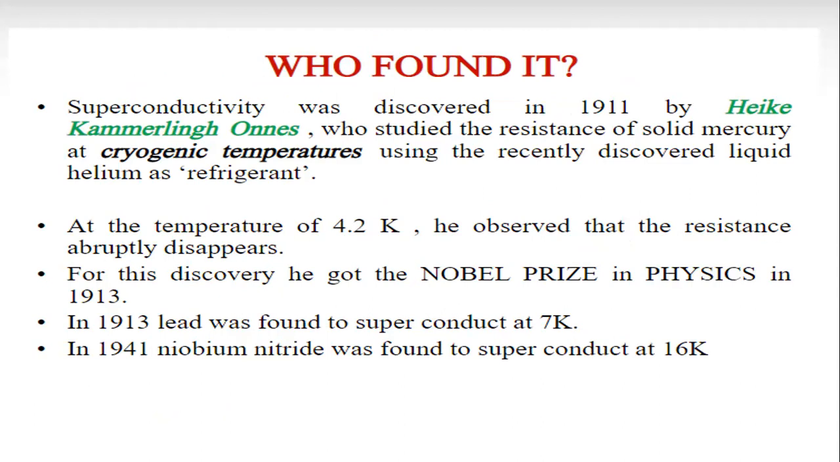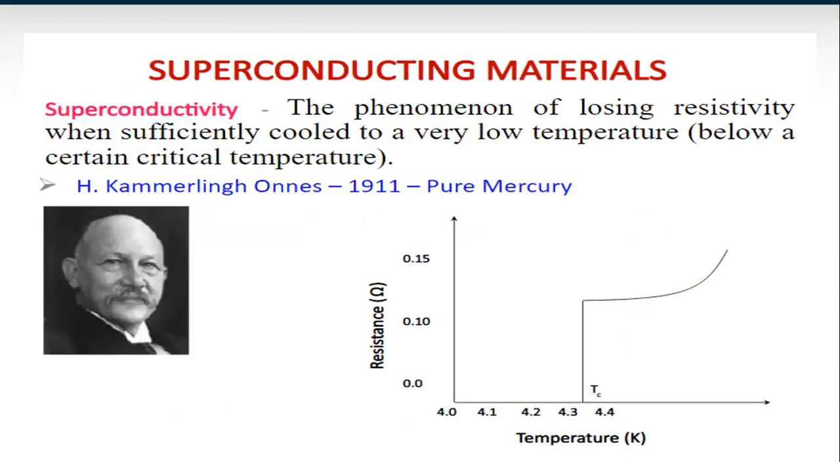Now we call him Sir Heike Kamerlingh Onnes, right? The superconductivity phenomenon is the loss of resistivity at a sufficiently low temperature, and when I say low temperature again and again, from now onwards we call that the critical temperature.